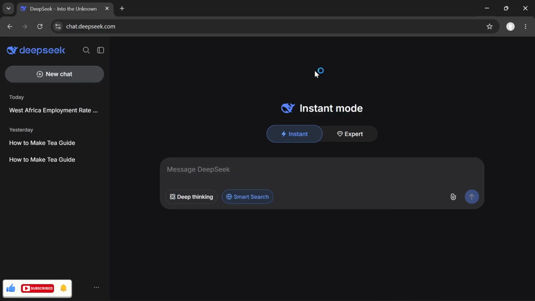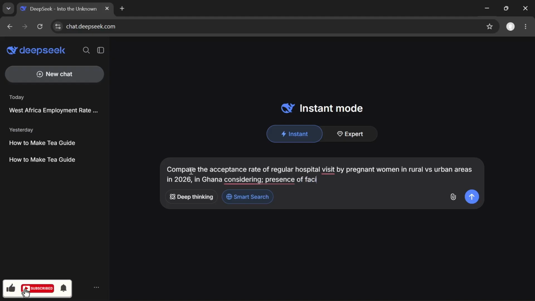So let's take this example. Compare the acceptance rate of regular hospital, rural with urban areas in 2026 in Ghana, considering presence of facilities, demographics, and income.